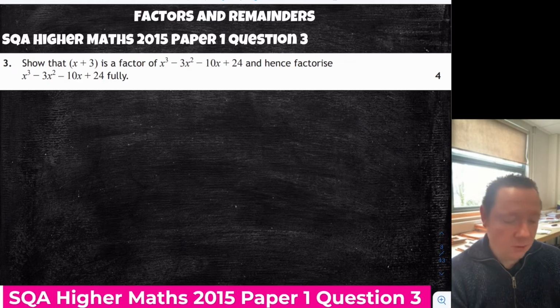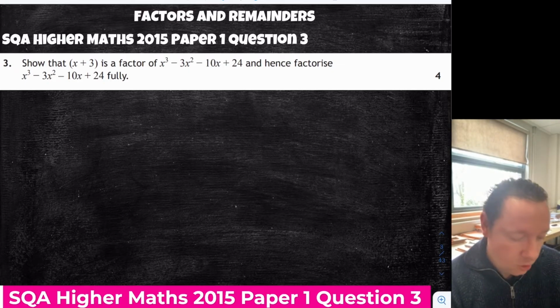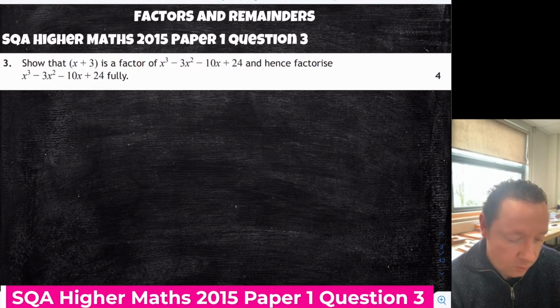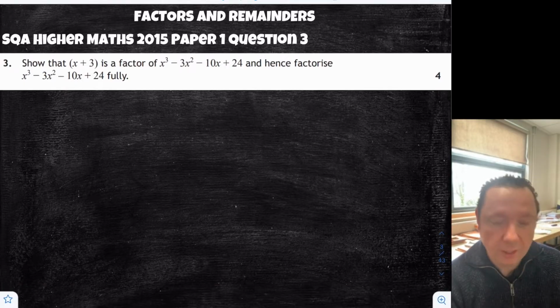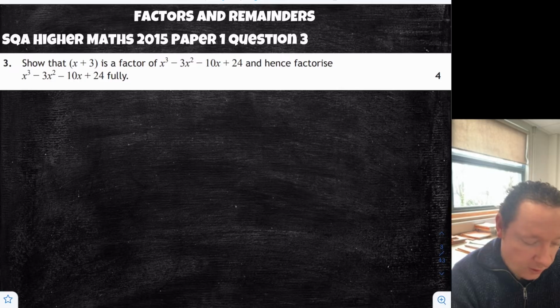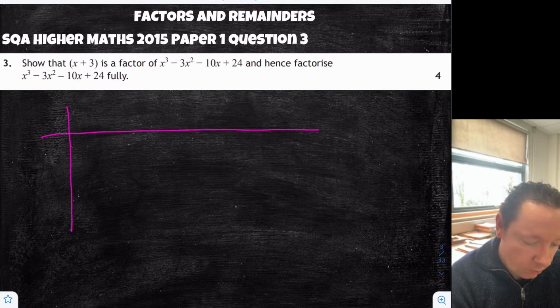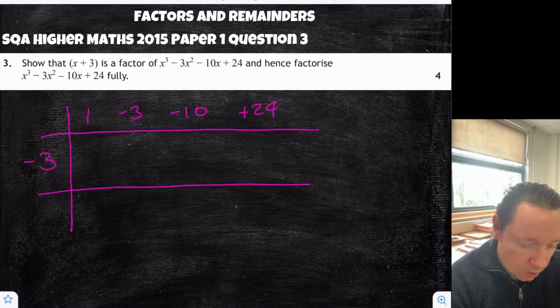Okay, looking at factors and remainders, SQA Higher Maths 2015, paper 1, question 3. Show that x plus 3 is a factor of this polynomial and hence factorise fully. A couple of ways you can do this, but the most common way is synthetic division. So looking at synthetic division, you take your coefficients. So I've got 1x cubed minus 3x squared minus 10x and plus 24 on the end. And I'm subbing in minus 3 because minus 3 is the root.